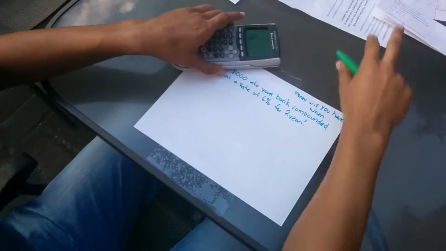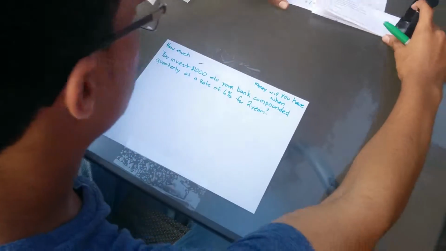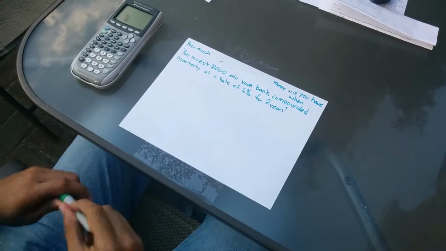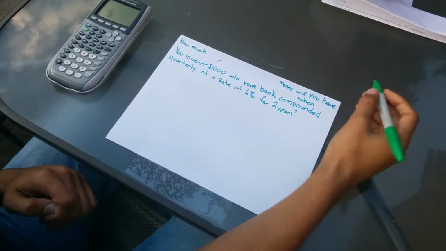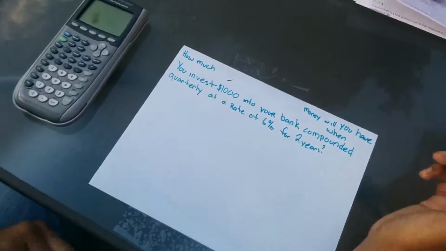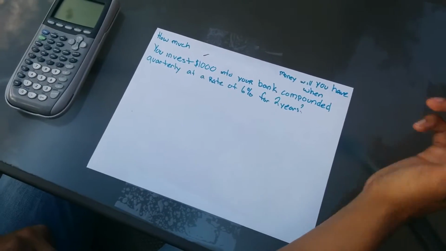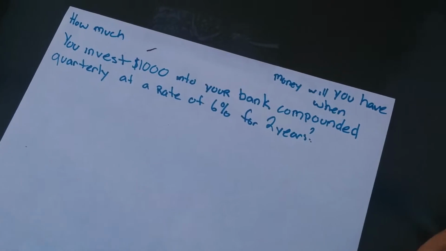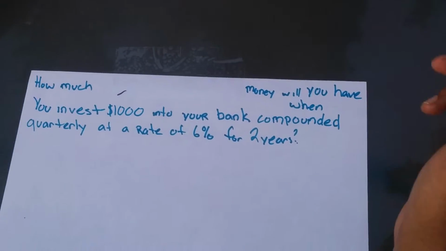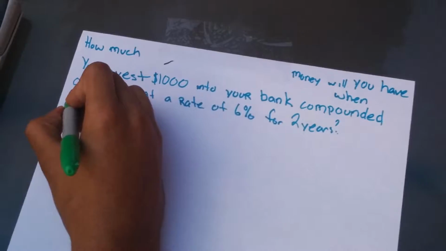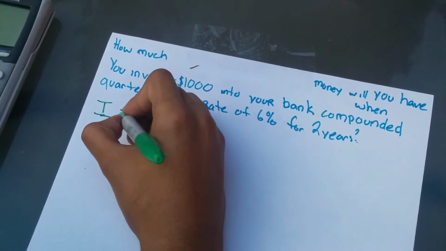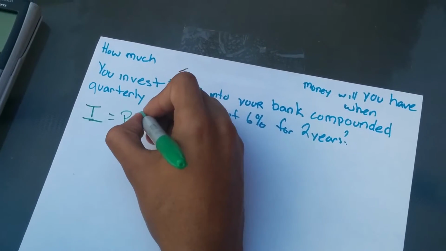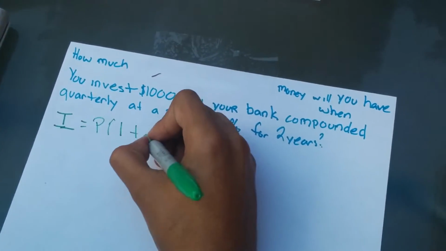Okay, so what I have here is a problem mapped out, and this problem uses interest rate. The problem asks: how much money will you have when you invest $1,000 into your bank, compounded quarterly at a rate of 6% for 2 years? Where you want to start is to write down your equation, which is I, the end product, equals P, the start amount, times 1 plus R.